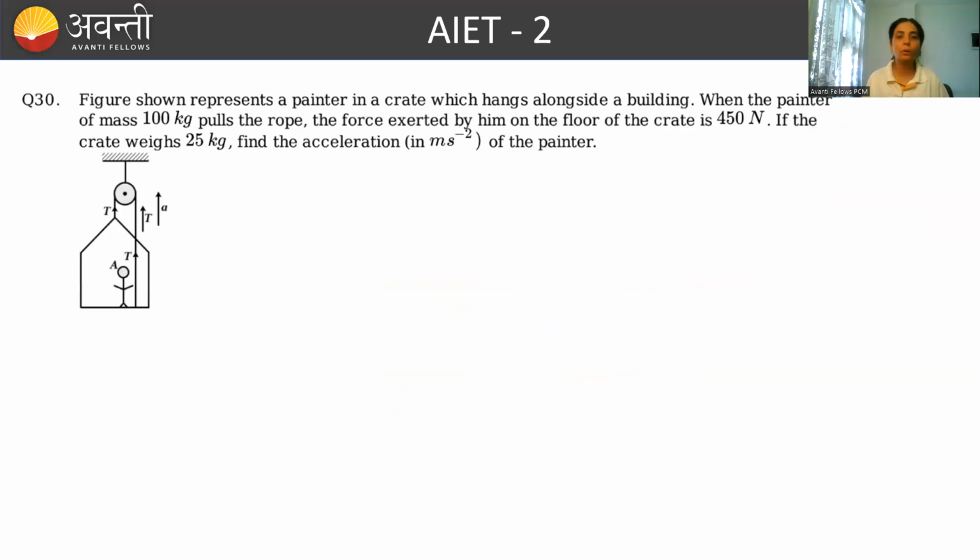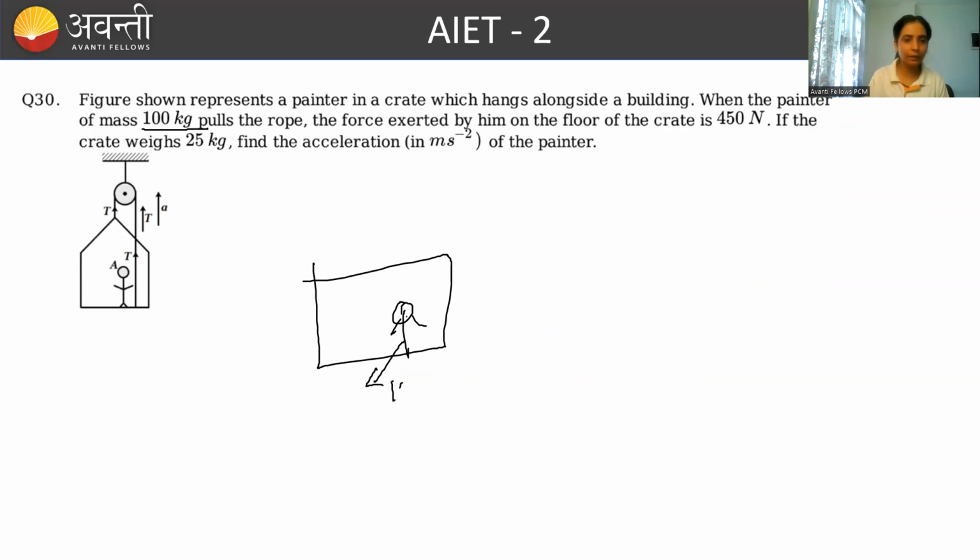Okay. Now there is one more question, from the free body topic. So look at this question carefully. The question is: the figure shown represents a painter in a crate which hangs alongside a building. The painter of mass 100 kg pulls the rope. So here there is a container, not a container, a big room-like structure, like a lift, you imagine, and this is the painter. And the mass of the painter is how much? 100 kg.